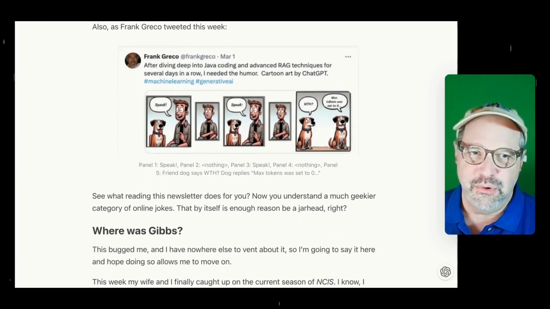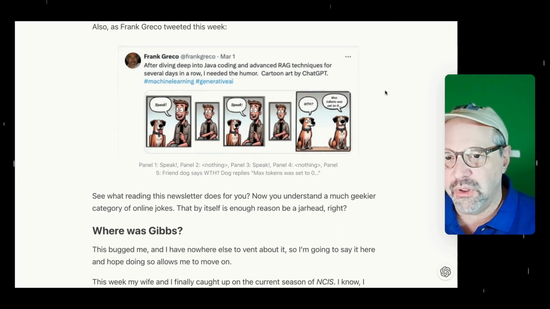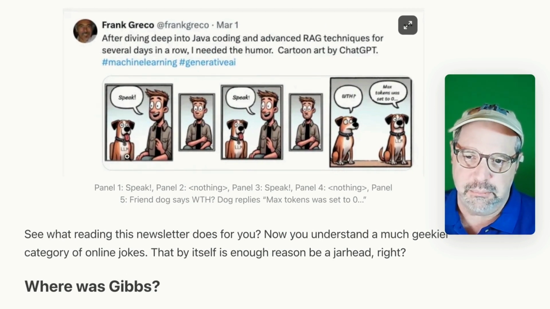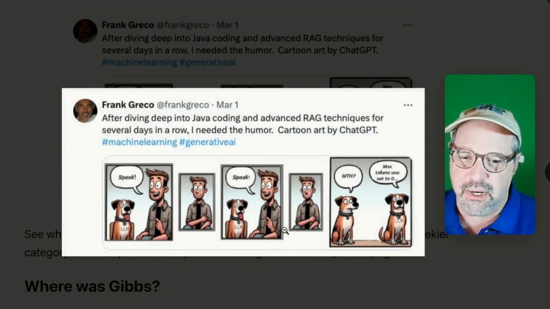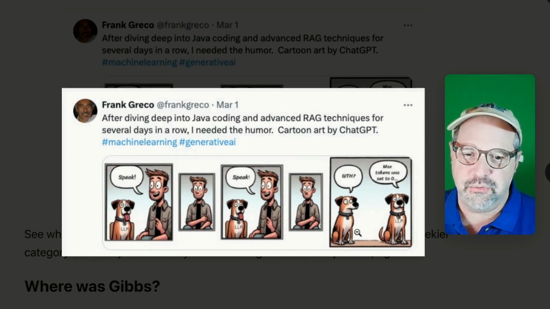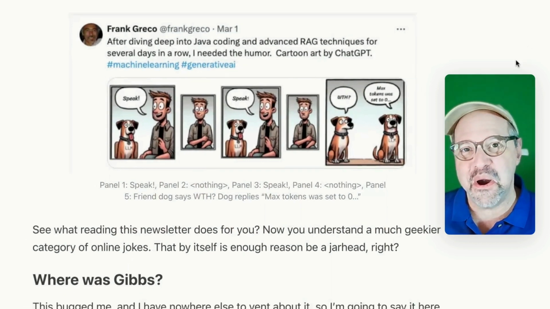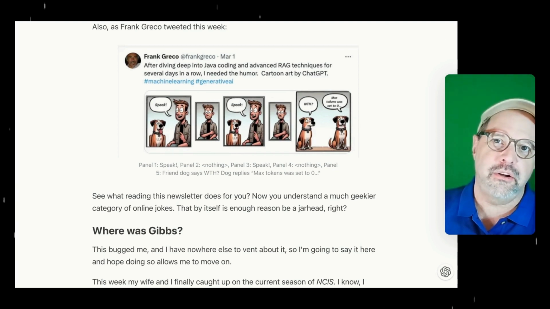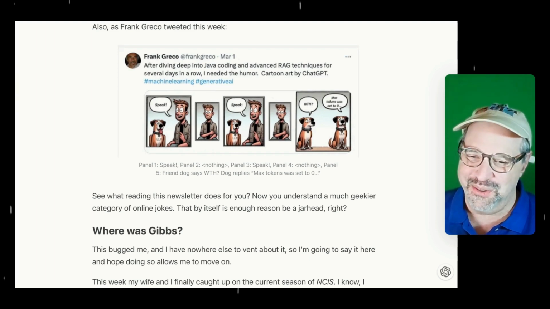My friend Frank Greco, who works in AI a lot, posted this little tweet, and it was a cartoon. It's really hard to read from here, but it's a guy saying to the dog, speak, and the dog has got an LLM label on it. I can make that a little bigger. At any rate, then he's just standing there, and he says, speak again. He's just sitting there, and finally the dog's talking to his friend, and the friend says, what the heck, WTH? And the dog responds with, max tokens were set to 0. And there you go. There were no tokens left in the context space. And that's why you read Tales from the Jar Side, so that you can enjoy geekier levels of jokes than you might otherwise have been able to.